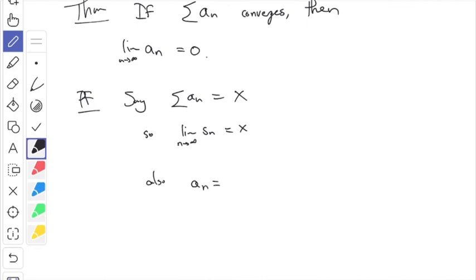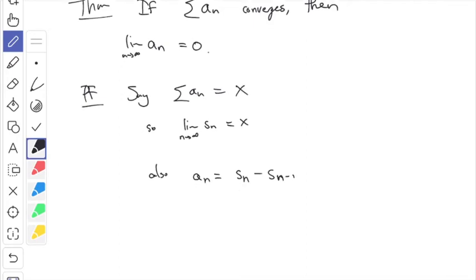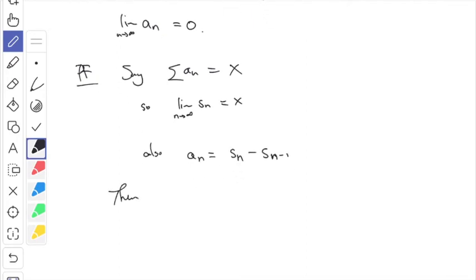Also, this is a somewhat common trick. an is equal to Sn minus Sn minus 1. Remember what Sn means? It means the sum of all the terms up to an, and then you stop. Sn minus 1 means you sum all the terms up to an minus 1, and then you stop. If you were to subtract those two, everything would cancel except for the one at the top, which is just an.